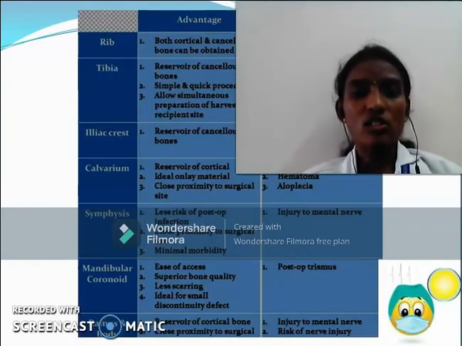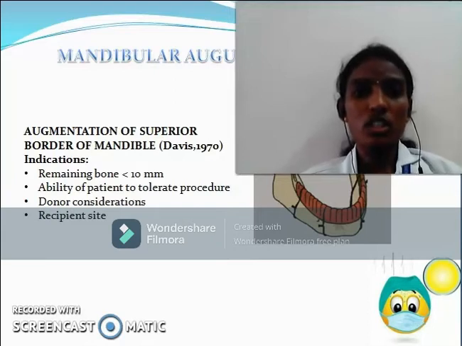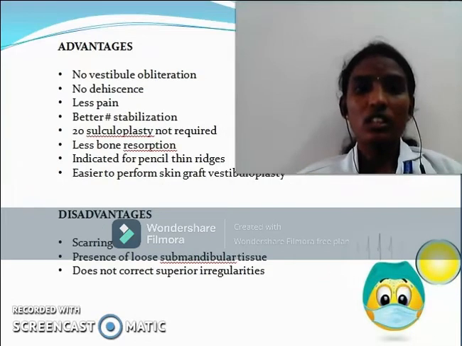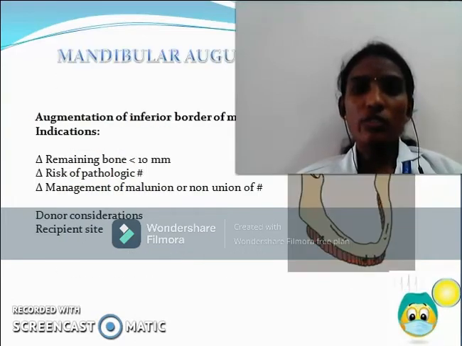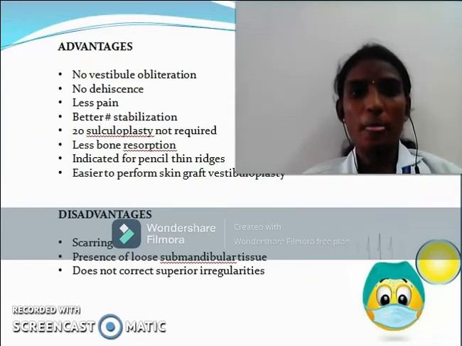Advantages and disadvantages of bone grafts. Mandibular augmentation of the superior border of the mandible was given by Davis in 1970, indicated for remaining bone of less than 10 mm. Considerations include the ability of the patient to tolerate the procedure, donor consideration and recipient site. Augmentation of the inferior border of the mandible is indicated for remaining bone less than the same as maxillary augmentation.